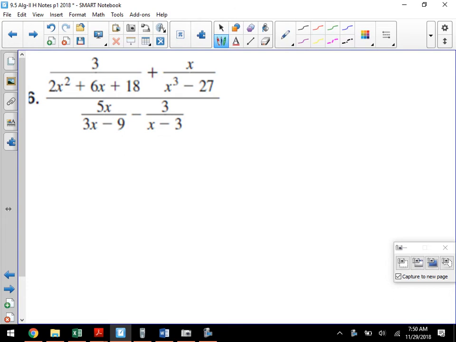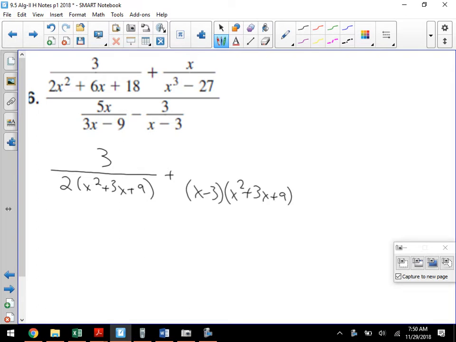Factor out the GCF, I'm going to get a 2, then I have an x squared plus 3x plus 9. That's no longer factorable. That's not factorable. Over here, you've got a difference of cubes. So now you wind up with an x minus 3, x squared plus 3x plus 9. Well, isn't that convenient?